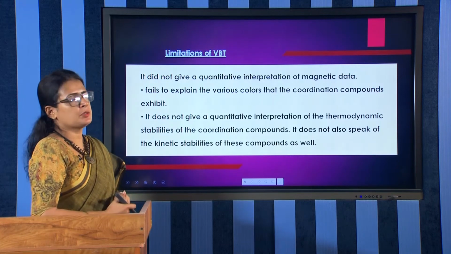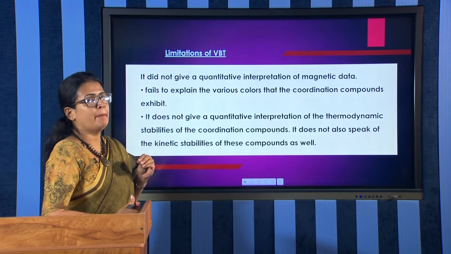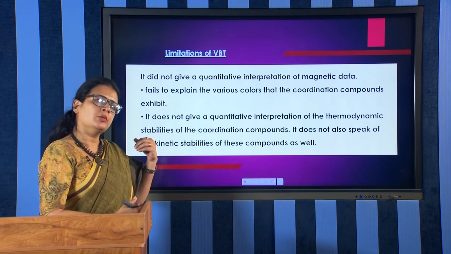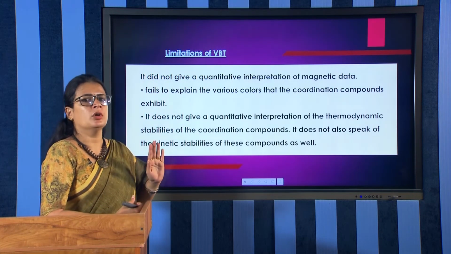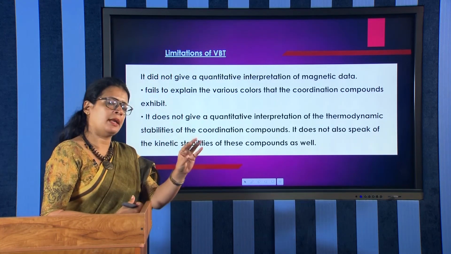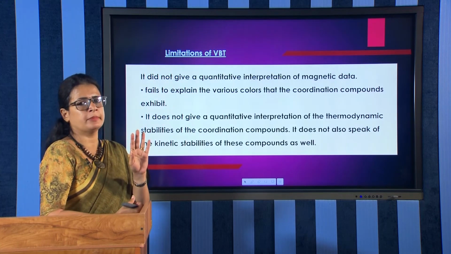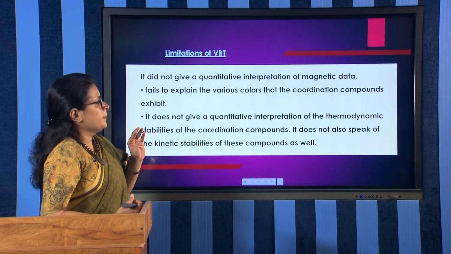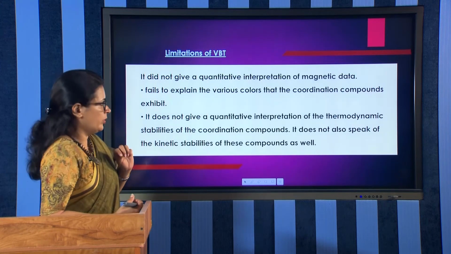And the limitations of valence bond theory are, it did not give a quantitative interpretation of the magnetic data. Actually, I have told the value of this mu, but it was not given by valence bond theory. The quantitative interpretation was not at all given by this theory. It just told that yes, the complex is paramagnetic or this complex is diamagnetic. What is the value of mu was not explained by this theory. And it also fails to explain the various colors that coordination compounds exhibit. So, the spectral property was not at all explained by valence bond theory.